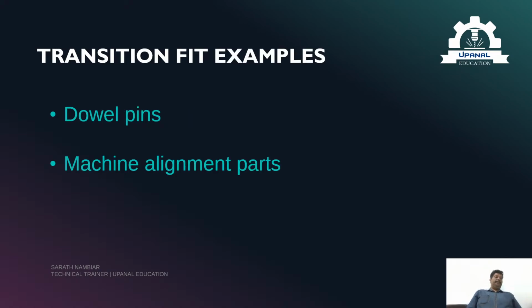Next, example. Where do we use this? It is used where the parts must be accurately positioned but should also be removable. For example, dowel pins. When we want to clamp two plates together, or align two machine parts, we have to maintain the exact position. So we use dowel pins, which position and align the two parts properly. If the fit is too loose, the alignment will be poor. If the fit is too tight, removal becomes difficult. So transition fit is the perfect middle solution.